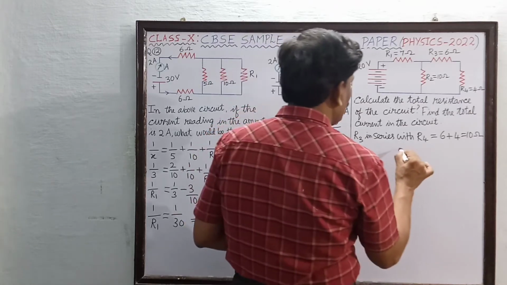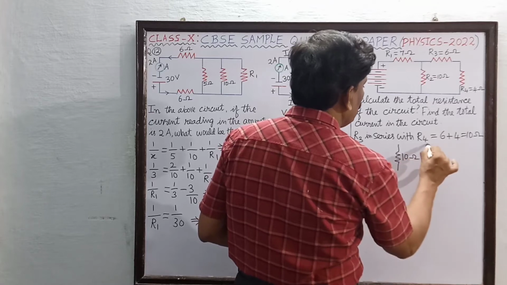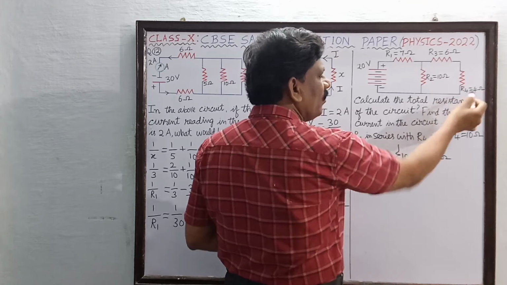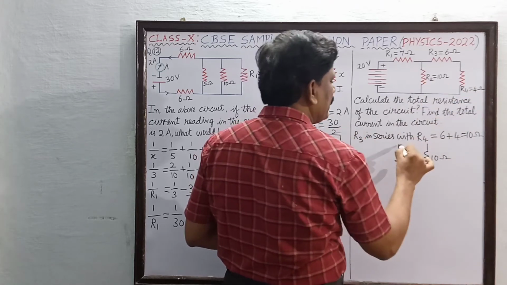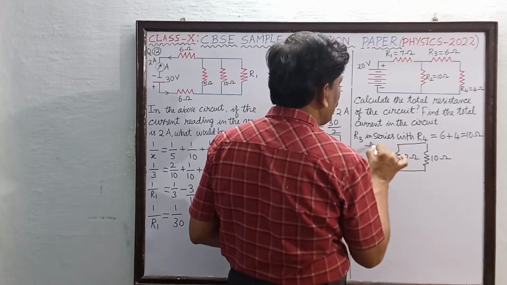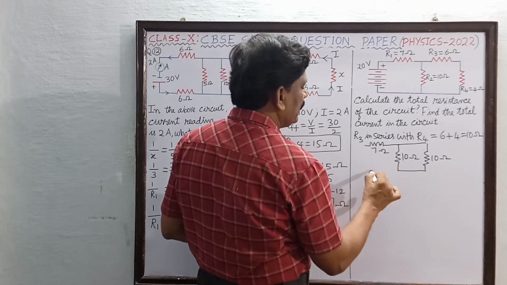But that 10 ohm is parallel to another 10 ohm. So this is 10 ohm, 6 plus 4 is 10. Already there is one 10. So these two are in parallel. Understand? These two are in parallel. And this is 7 ohm. Understand?